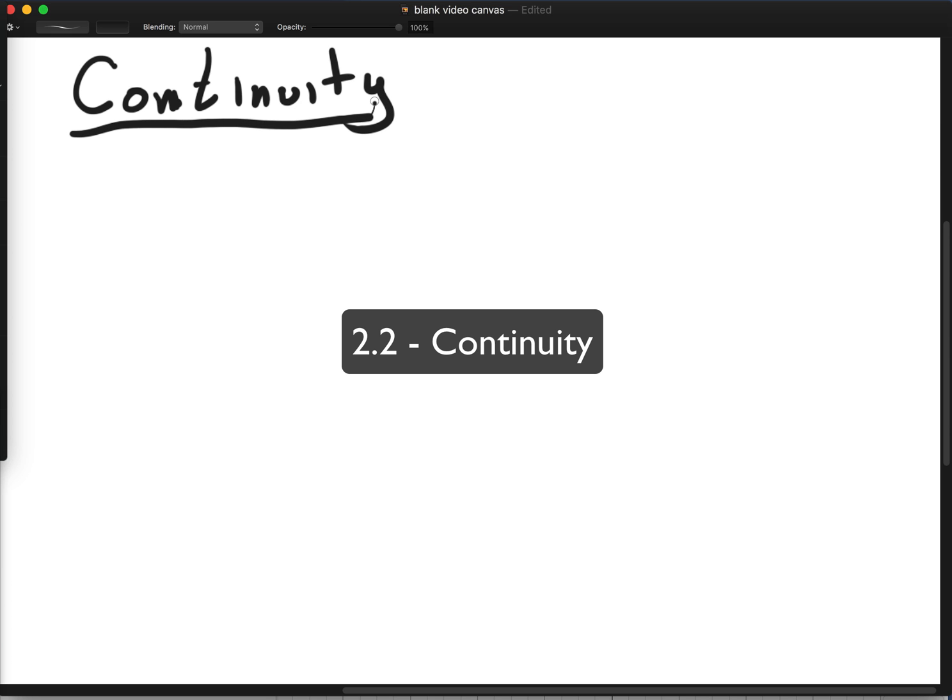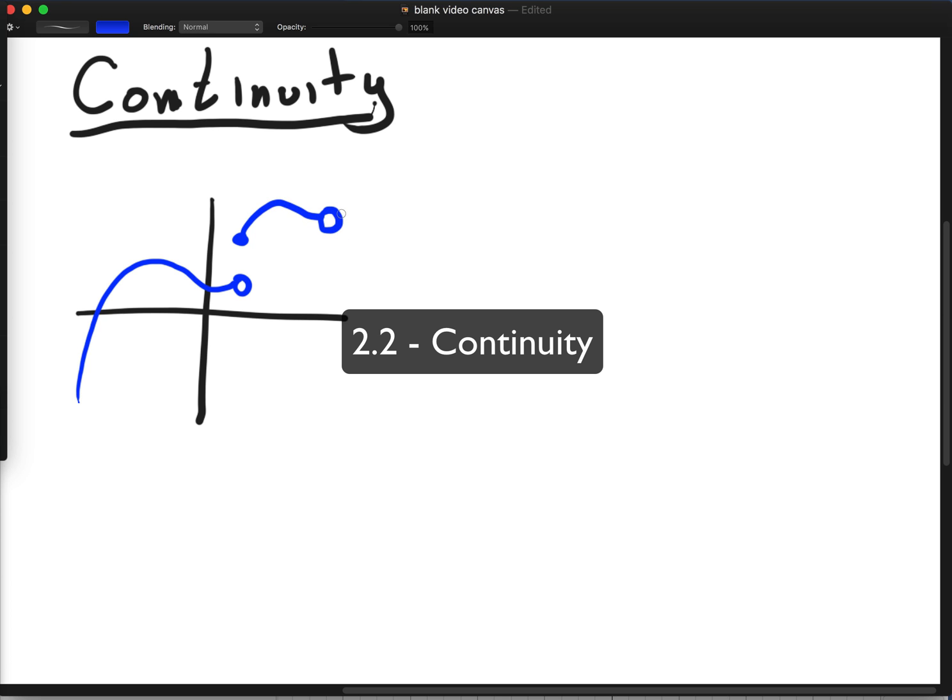Now, you probably have a pretty good intuitive sense of what it means for a function to be continuous. Basically, the traditional way of looking at it is if you can graph a function without lifting your pencil, then it's continuous. Okay, now this function that I just drew, would I be able to graph this without lifting my pencil? No.